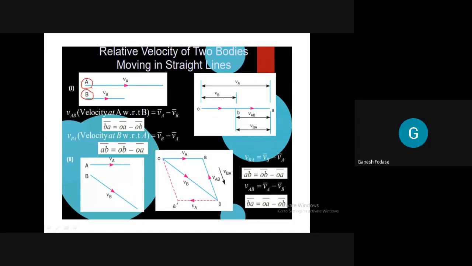If I differentiate distance with respect to time, I get speed. But if I differentiate displacement with respect to time, I'll get velocity. You must know this basic difference. Okay. Now what I'm talking about is relative and absolute.